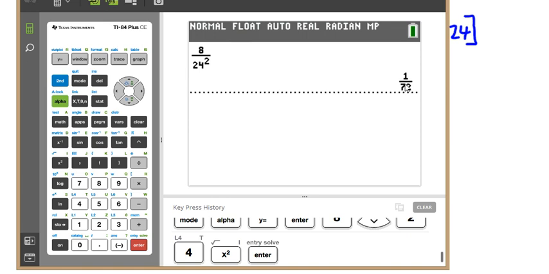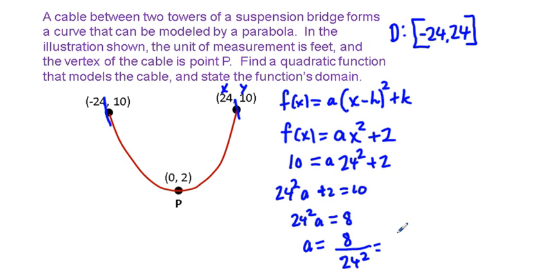We get here 1 over 72. So that's going to be 1 over 72. And if you happen to get a decimal, you can change it to a fraction by, I'll show you that in class maybe. And so our equation is going to be f of x is equal to 1 over 72 x squared plus 2. And one thing we can do is test this in our calculator.